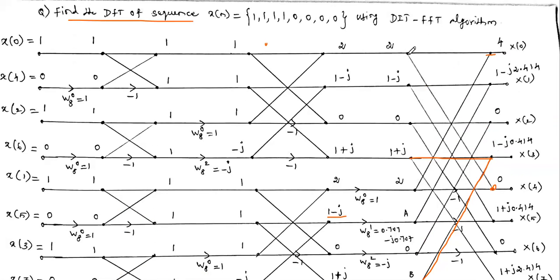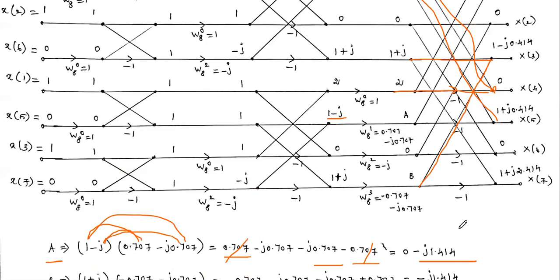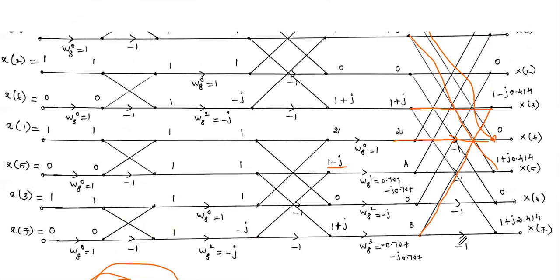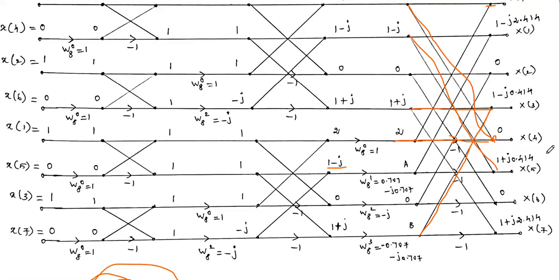For the fifth one, here you see 2 is coming. This 2 is multiplied with minus 1 here, so 2 minus 2 is 0. Similarly here 1 minus j, and here a multiplied with minus 1. What is the value available in a? In a, minus j 1.414. It is multiplied with minus 1, meaning plus j 1.414. And here 1 minus j is available. So if you calculate, we get the answer 1 plus j 0.414. Similarly, in the seventh line, here 0, here 0, so 0.